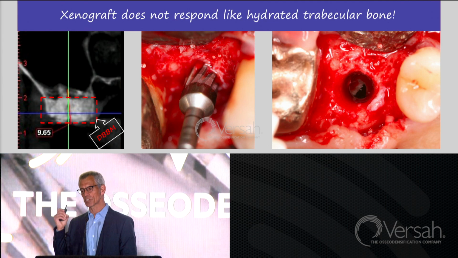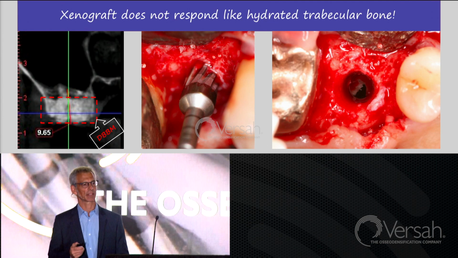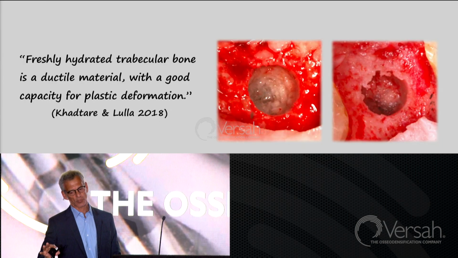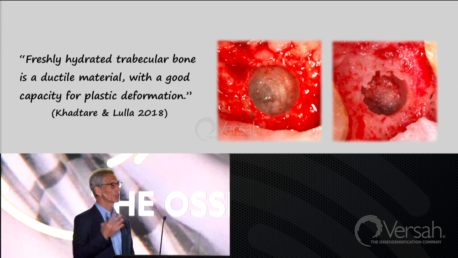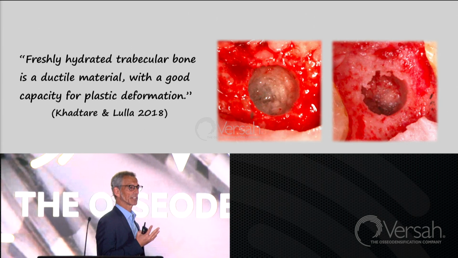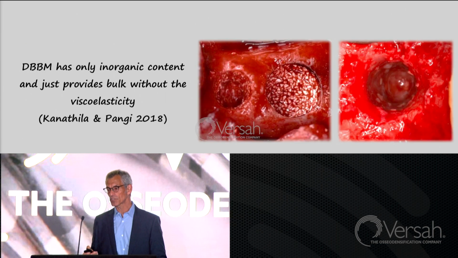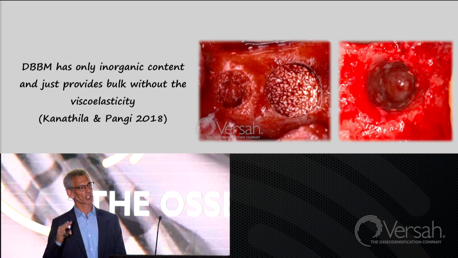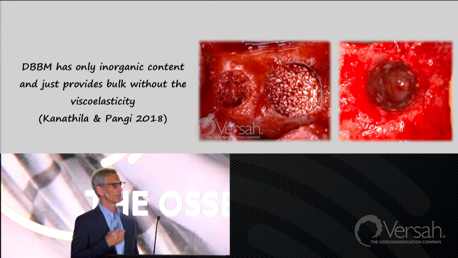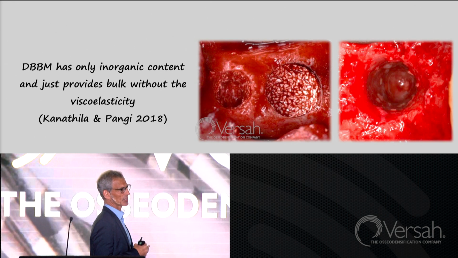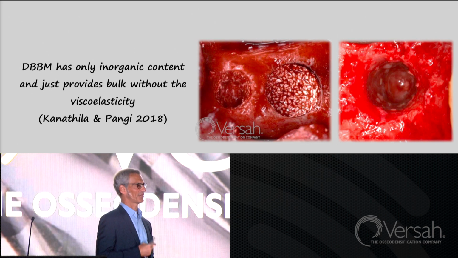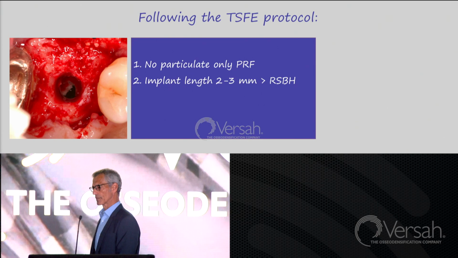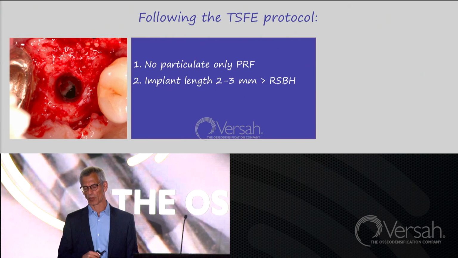Xenograft does not respond like hydrated trabecular bone. Freshly hydrated trabecular bone is a ductile material with a good capacity for plastic deformation. You must understand that bovine bone mineral has only inorganic content, just provides bulk without viscoelasticity. It doesn't move well. It doesn't move like trabecular bone. Hence, the perforation. So let's go back to my protocol.